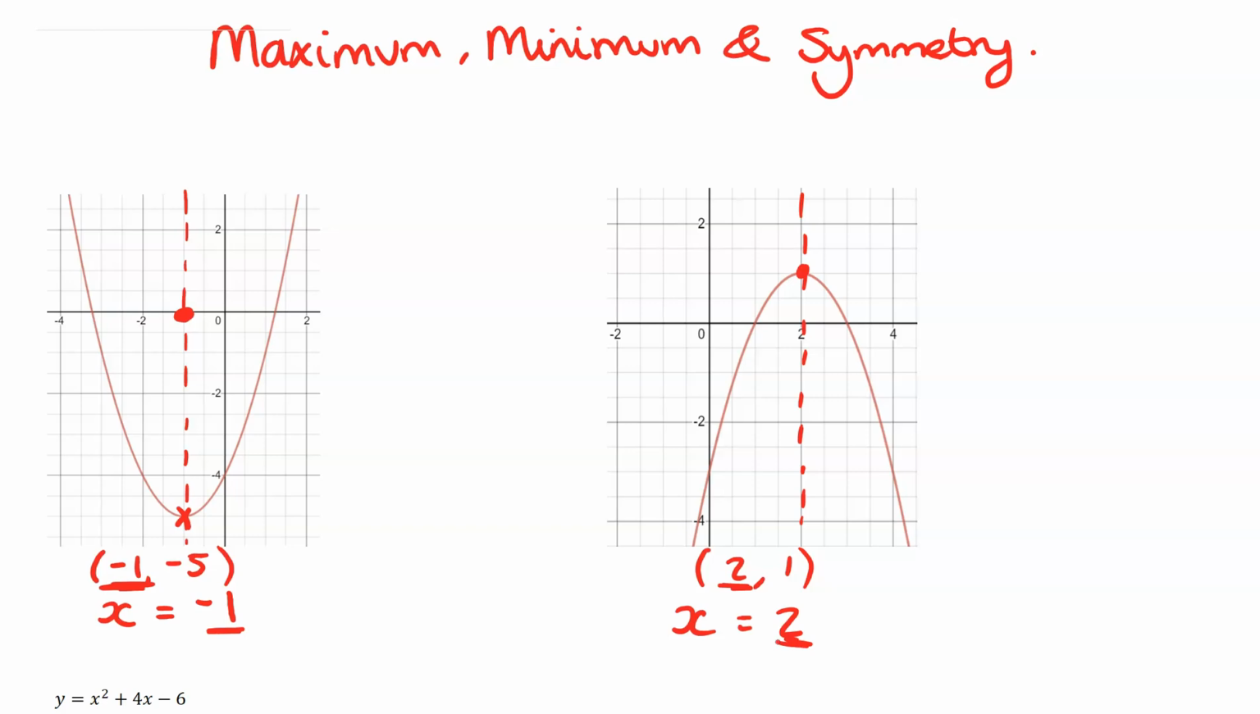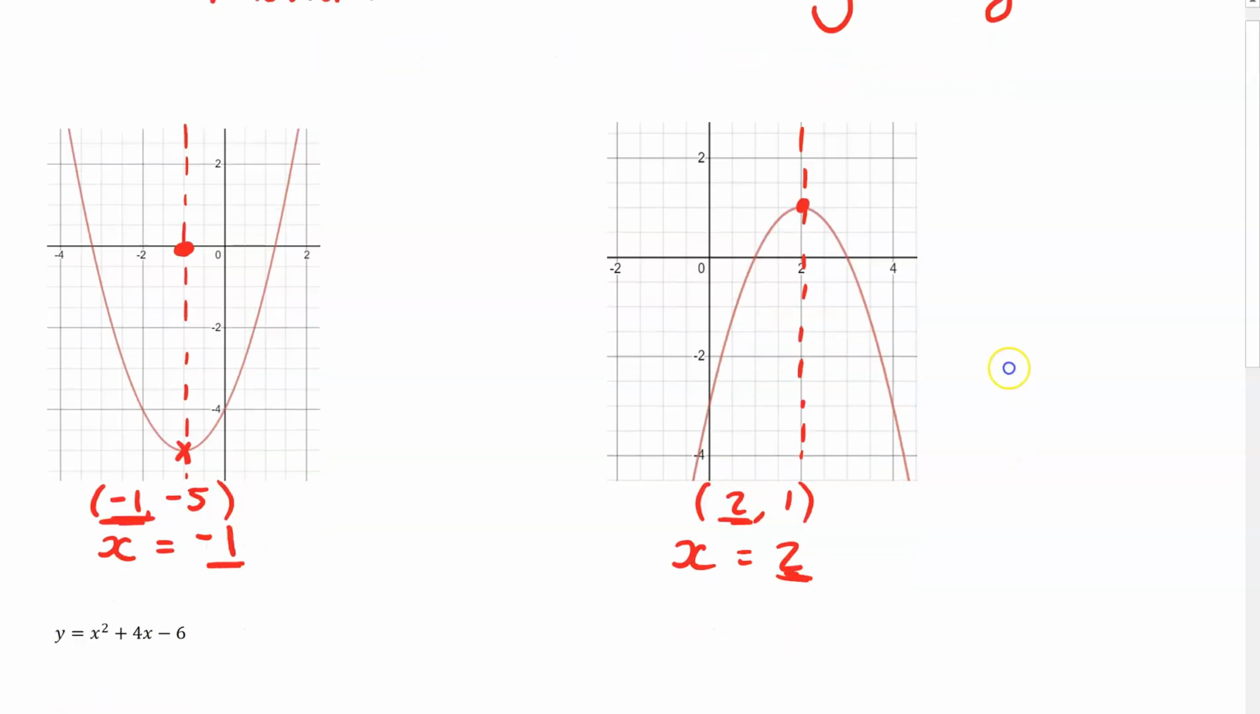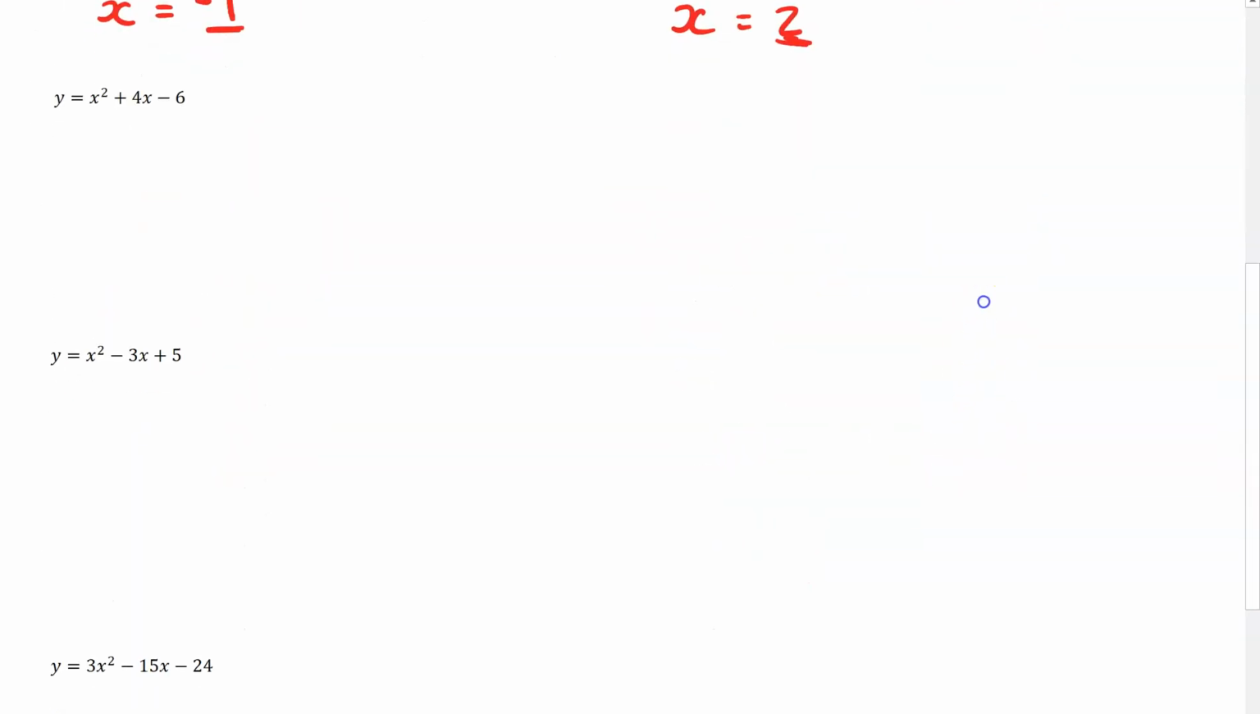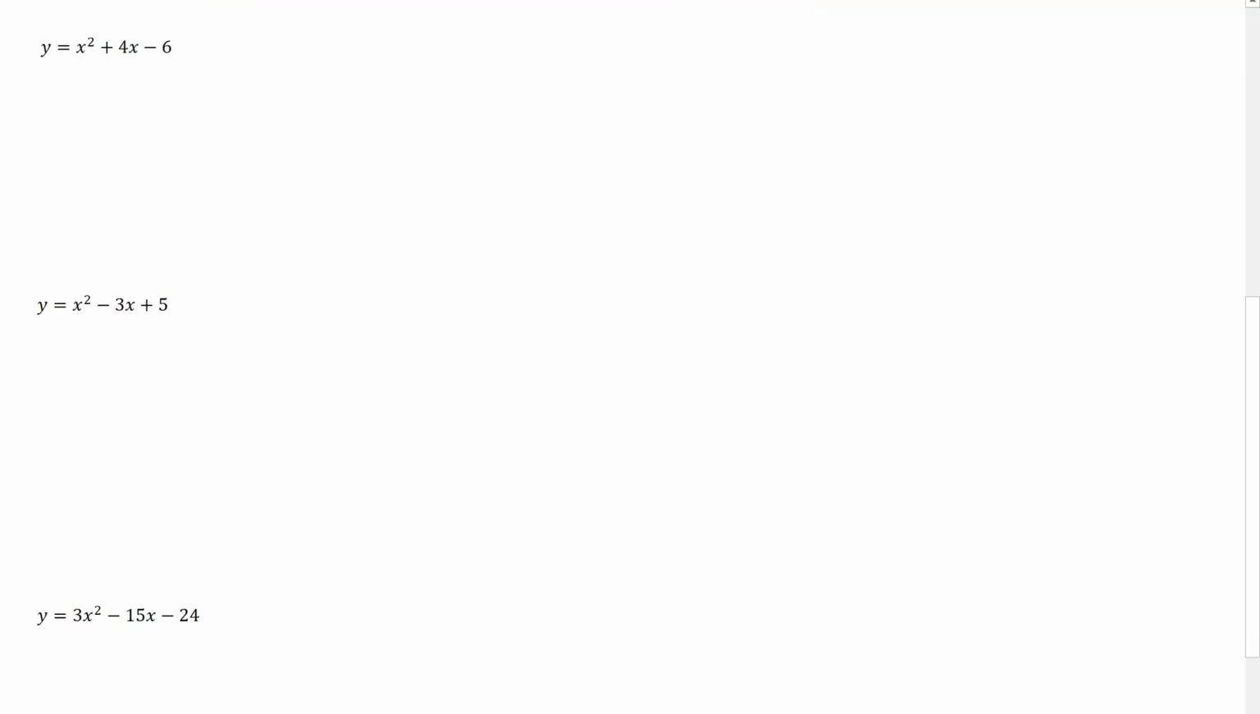You could try drawing it, but anything you draw is going to be a sketch. It's not going to be accurate. So we have to use, as you can see, I've got a few examples here. We have to use completed square form in order to find the maximum. Well, it's not the only way, but it's the easiest way.